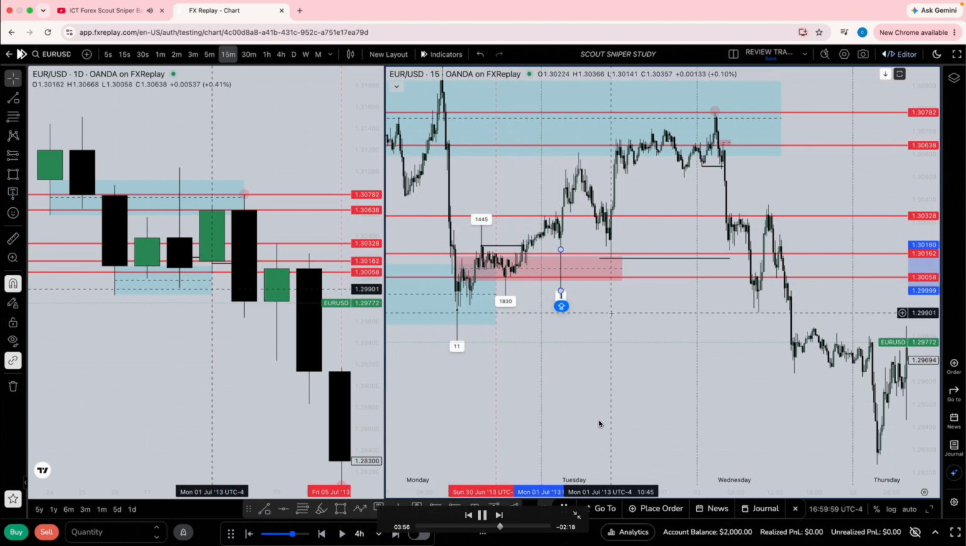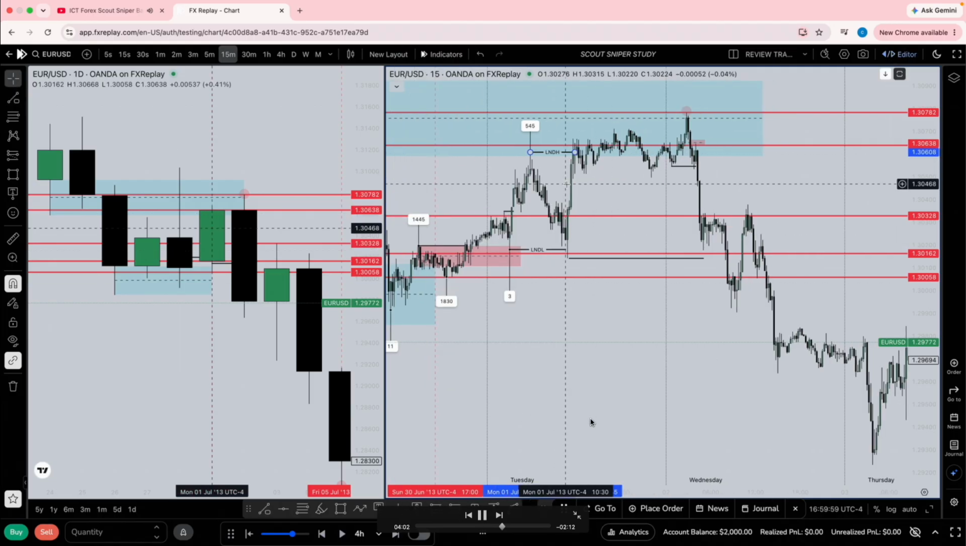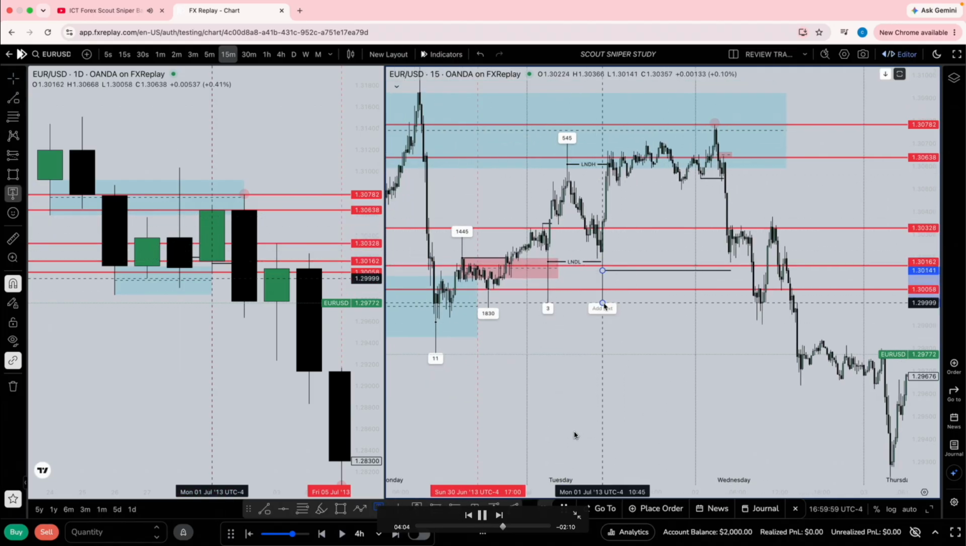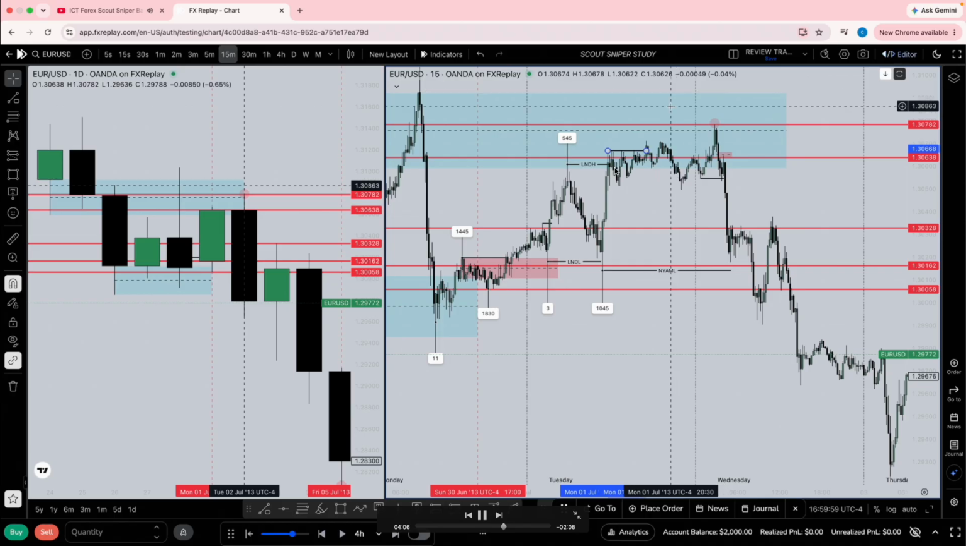Studying price, market structure shift, up and low, and high. Price cannot break through the London low, stays up there.